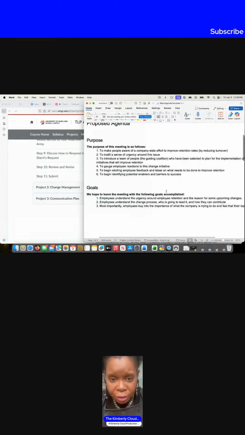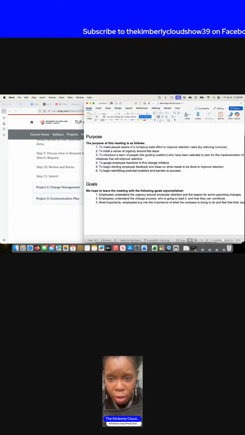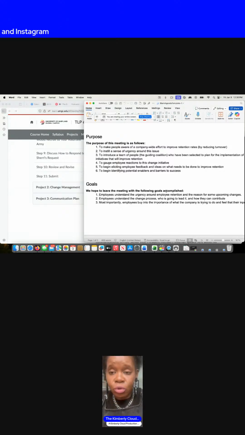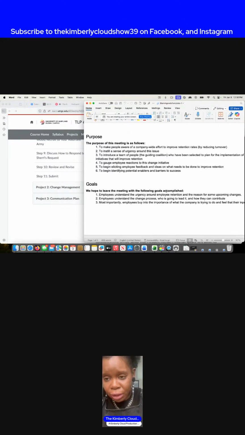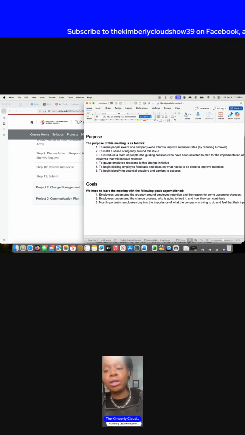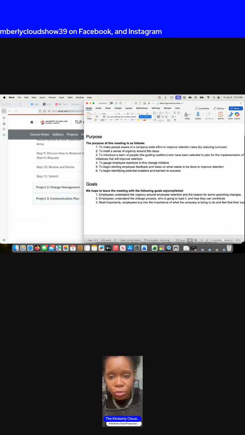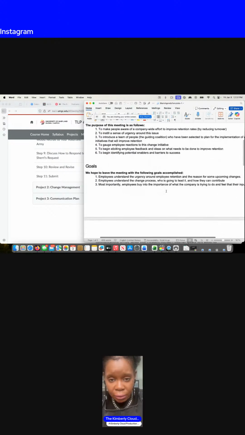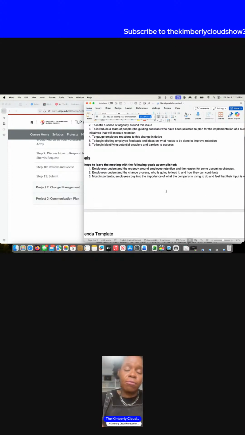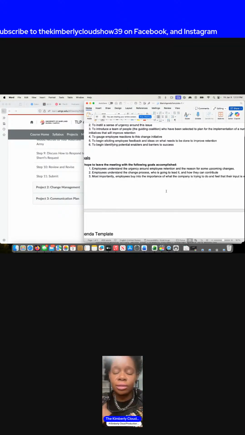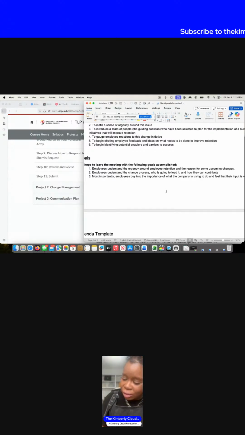The purpose of this meeting is as follows: to make people aware of a company-wide effort to improve retention rates by reducing direct or indirect turnover, which is getting the pink slip or voluntarily quitting, and to instill a sense of urgency around this issue, which is number one in Kotter's 8 stage model. What was it? The 8 stage model. They've got a model.